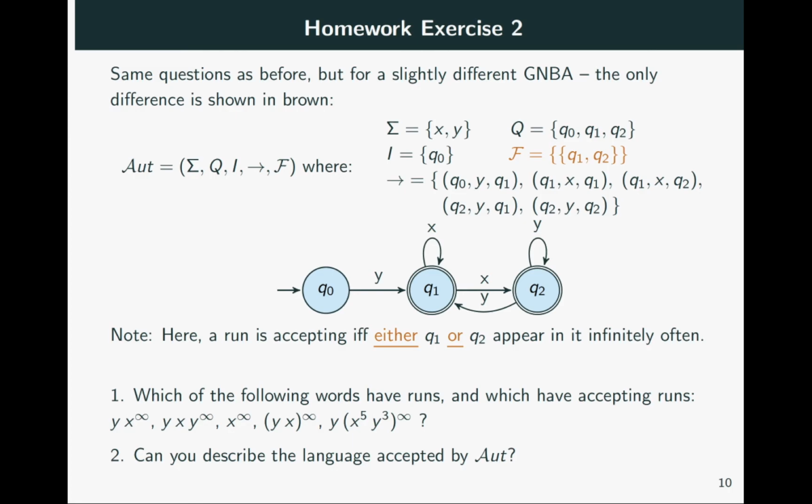This variation should further help you understand how the set of accepting sets influences the notion of accepting run, and ultimately that of the automaton accepting a word. These notions are quite subtle, so please spend some time with them and ask me questions if necessary.